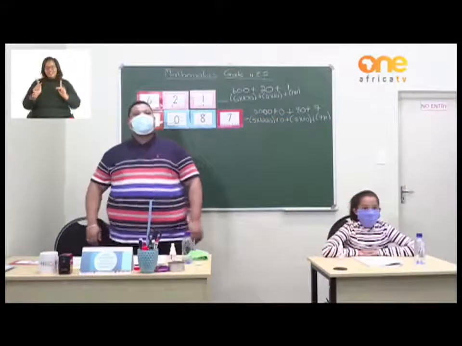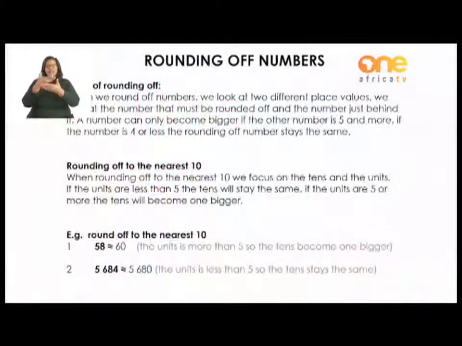Okay, kids, we're still busy on page 23 with rounding of numbers. Now, in rounding off, there are certain rules we need to follow. Let's look at the rules of rounding off. When we round off numbers, we look at two different place values. We look at the number that must be rounded off, and we look at the number just behind it. A number can only become bigger if the other number is 5 or more. If the other number is 4 or less, the rounded number stays the same.